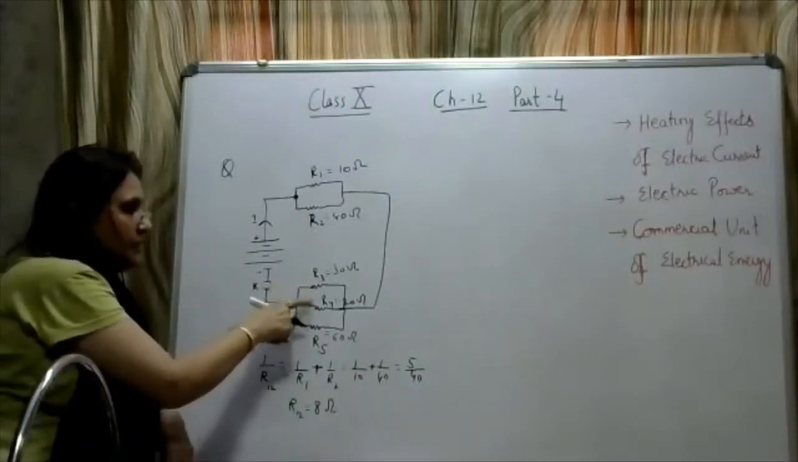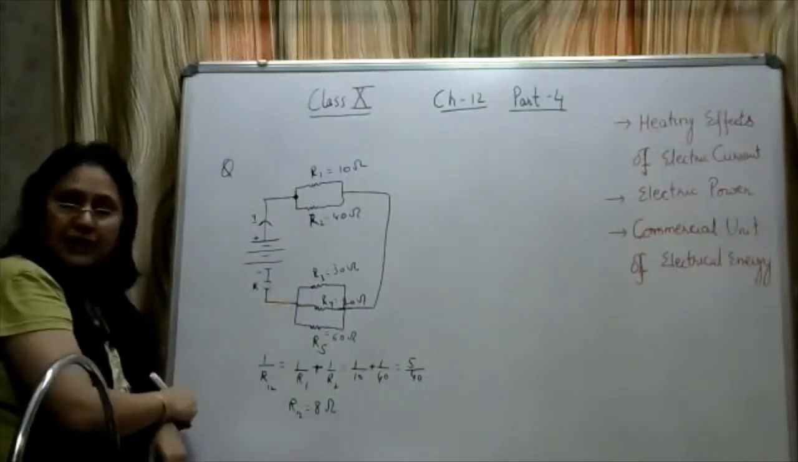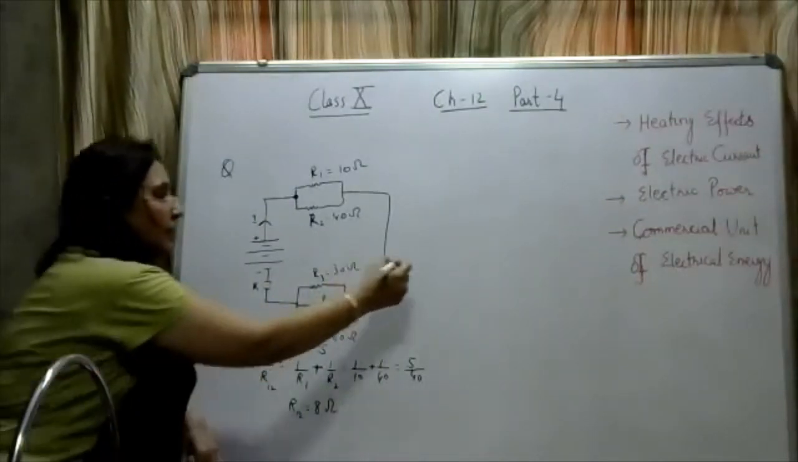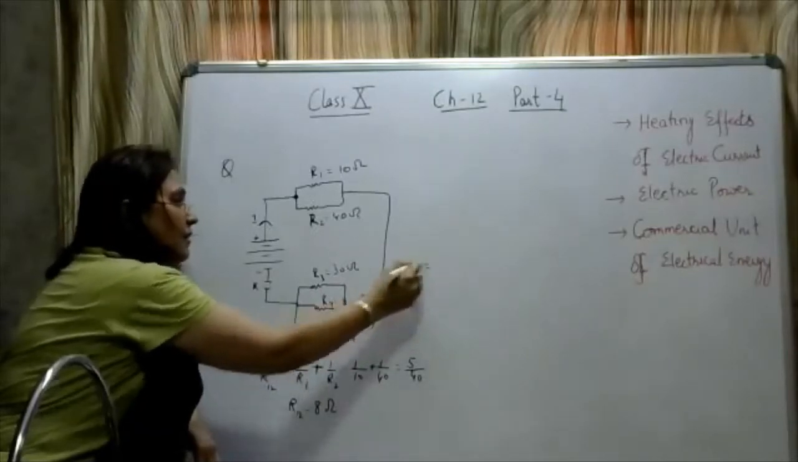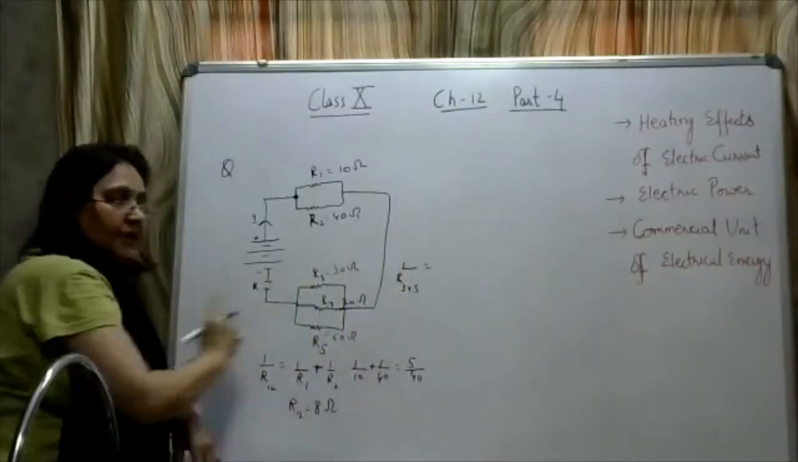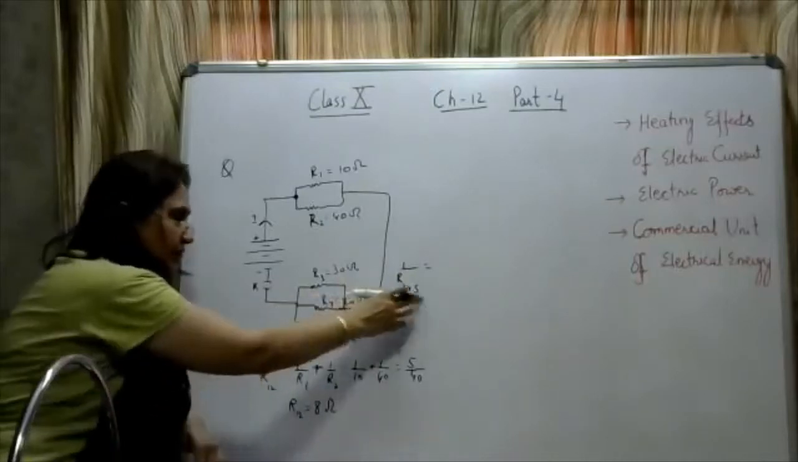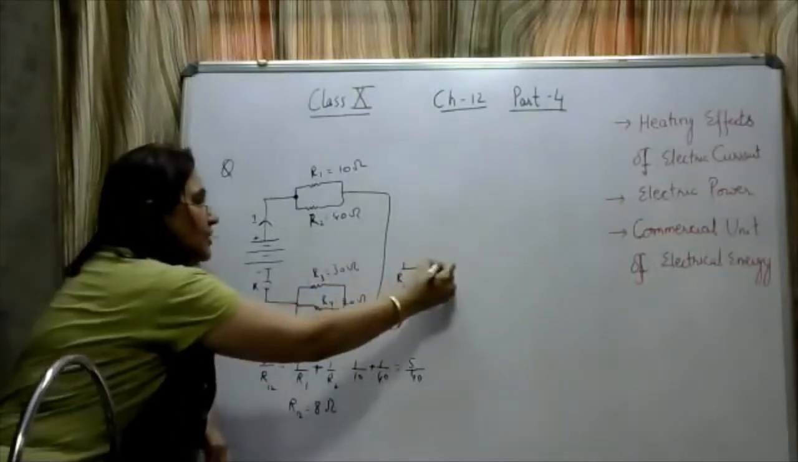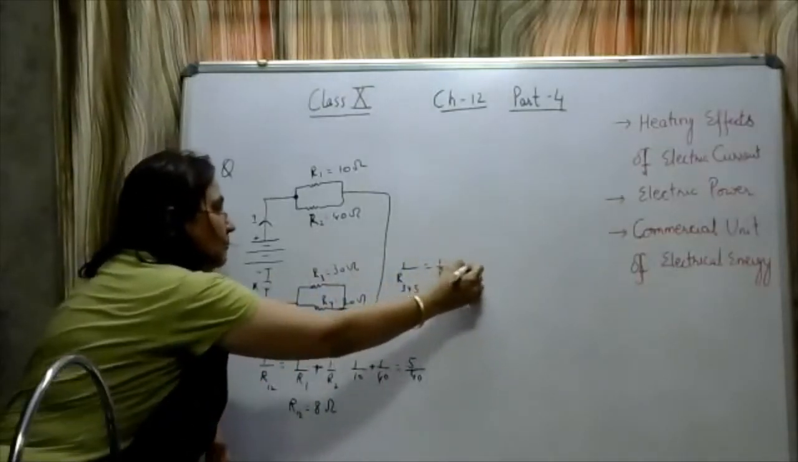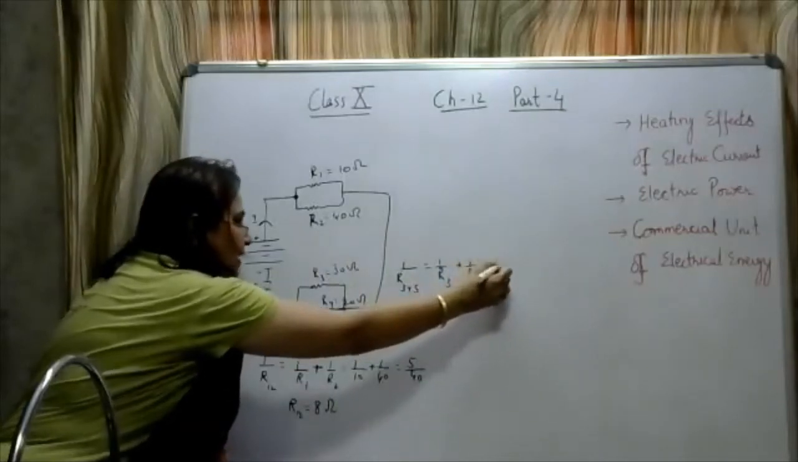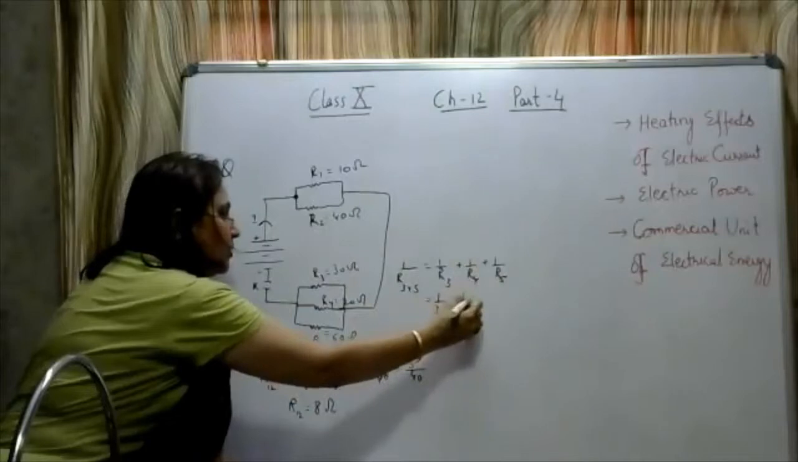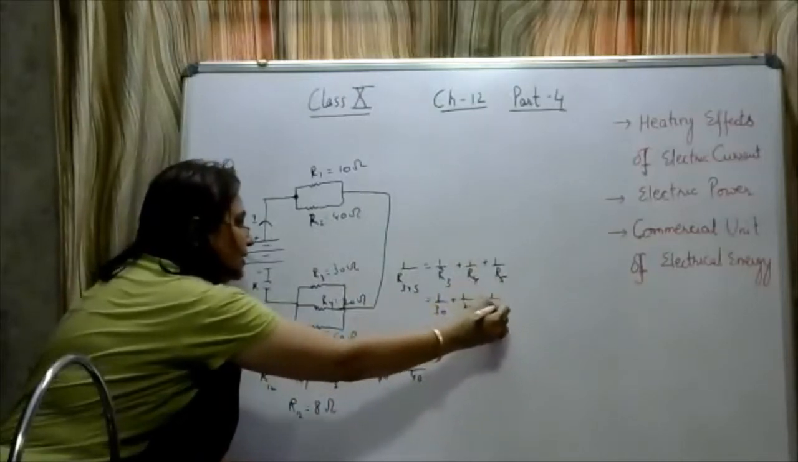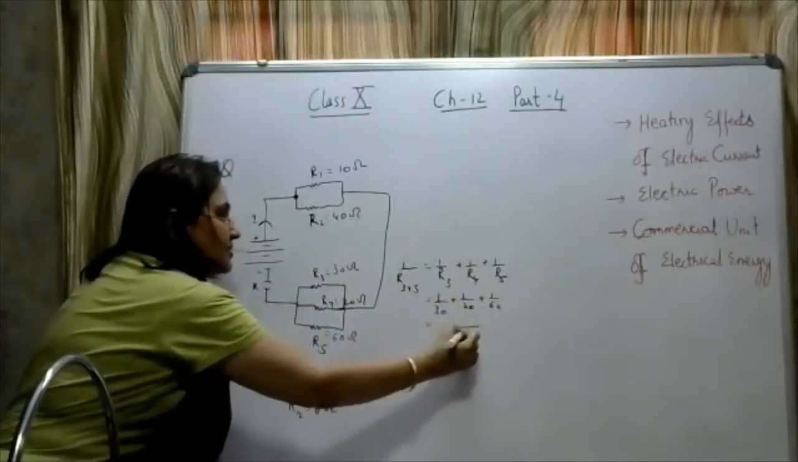The same way here we see that R3, R4 and R5 are connected in parallel. Let's find out the equivalent of R3, R4 and R5. Let the equivalent be R345, which is equal to 1 upon R3 plus 1 upon R4 plus 1 upon R5. That is 1 upon 30 plus 1 upon 20 plus 1 by 60. 60 is the LCM.